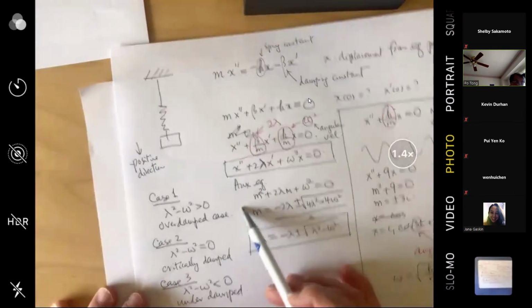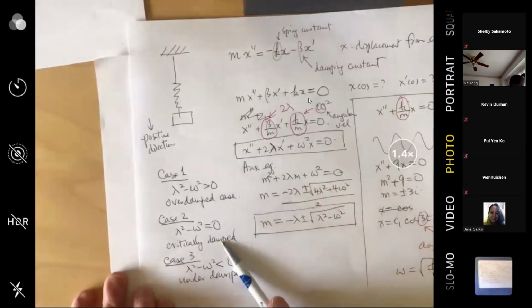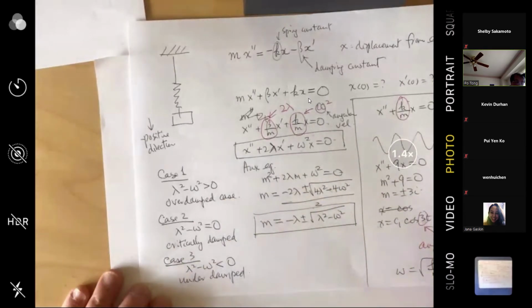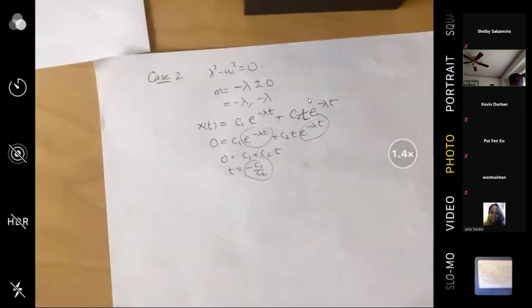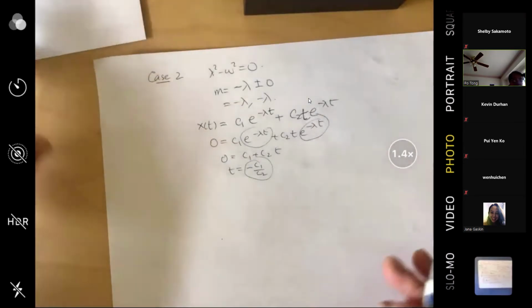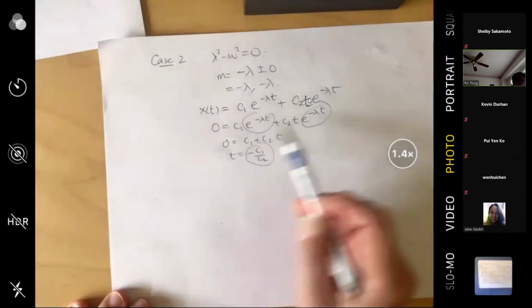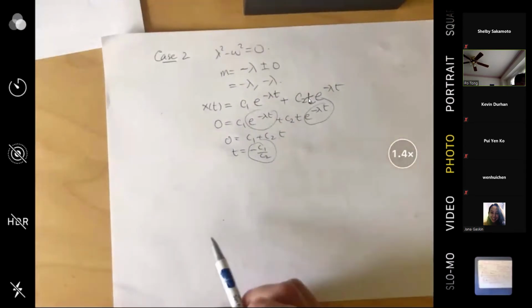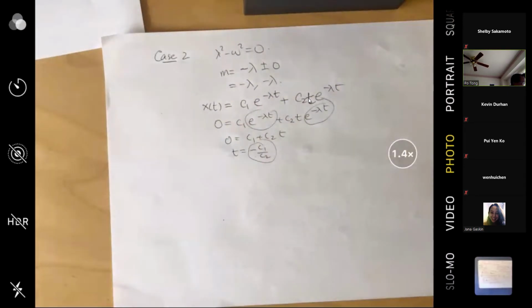The first one is overdamped. The second one is critically damped. The third one is underdamped. The overdamped and critically damped are essentially the same thing, very similar, except the equation looks a little bit different. Basically, it's an exponential decay.